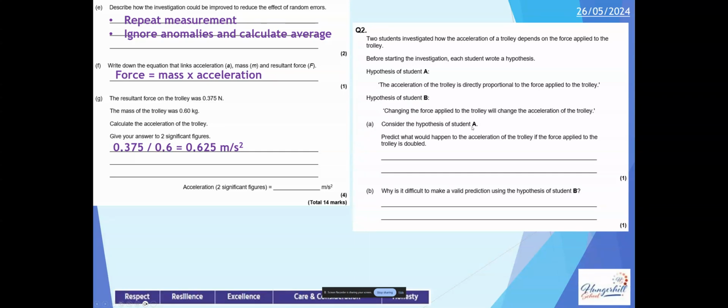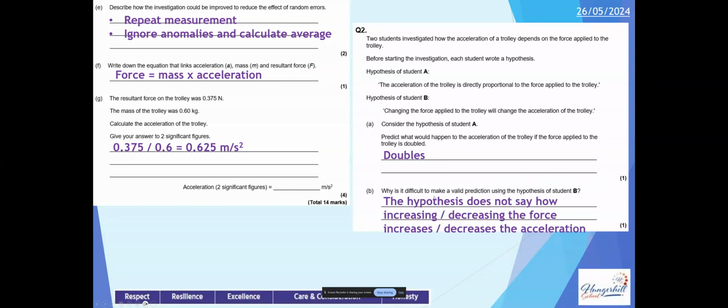Consider the hypothesis of student A. Predict what would happen to the acceleration of the trolley if the force applied to the trolley is doubled. If it's directly proportional, if the force applied is doubled, then the acceleration will double. Why is it difficult to make a valid prediction using the hypothesis of student B? The hypothesis does not say how increasing or decreasing the force increases or decreases the acceleration. That's why hypothesis B is not as good.